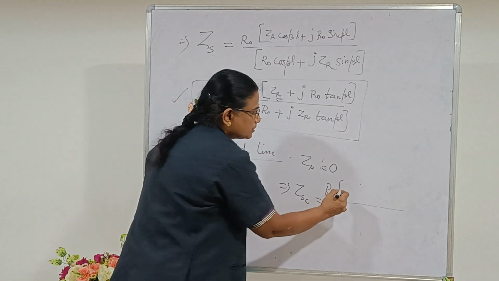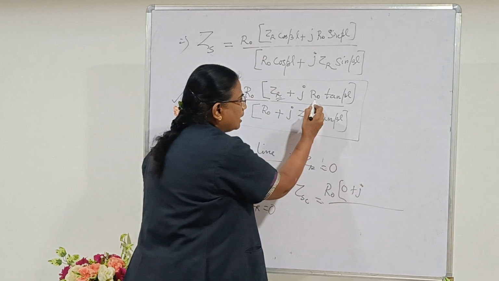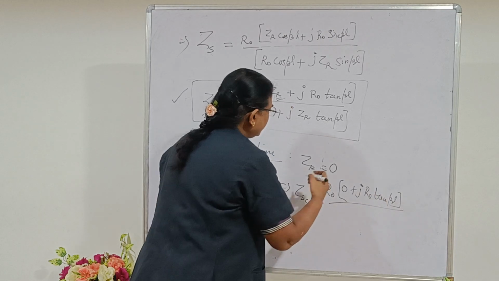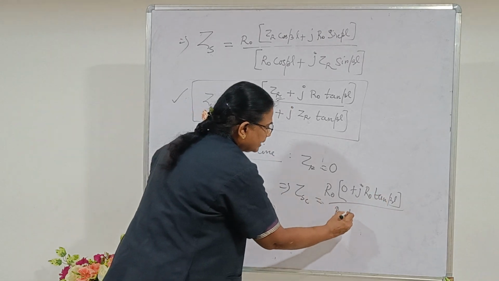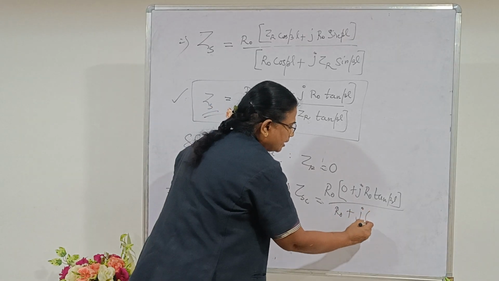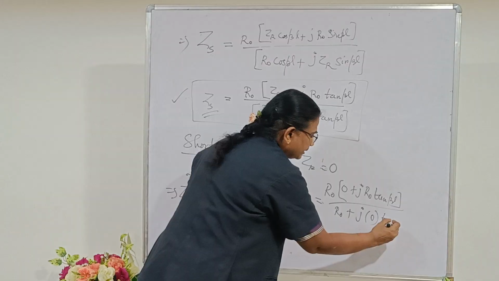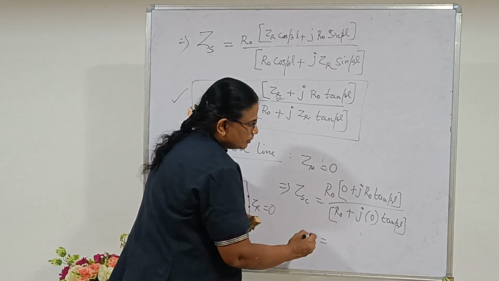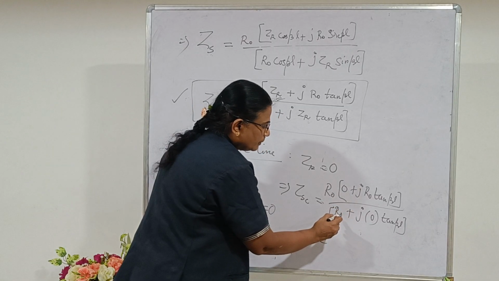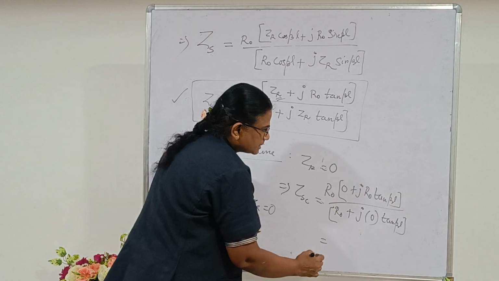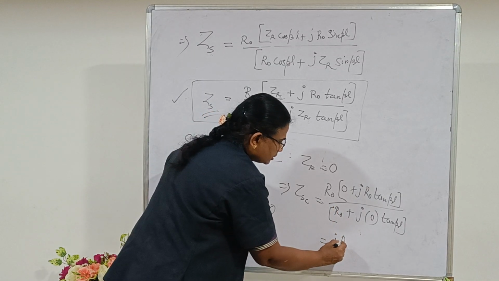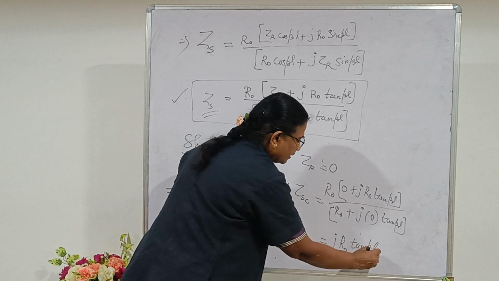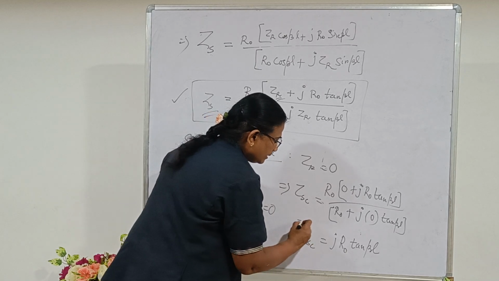is now 0. So 0 plus J R0 tan beta L divided by R0 plus J ZR is now 0 into tan beta L. So we get the short circuited impedance as, here in the denominator we will have R0. So R0 gets cancelled and therefore the short circuited impedance is found to be J R0 tan beta L. So this is the equation.